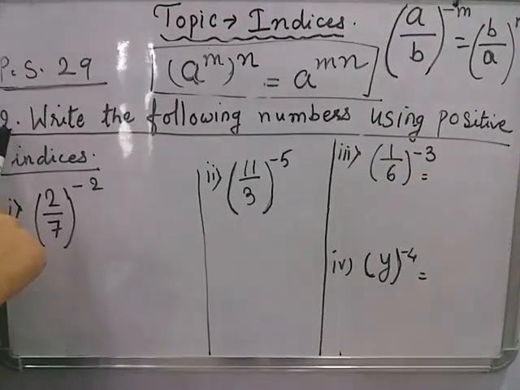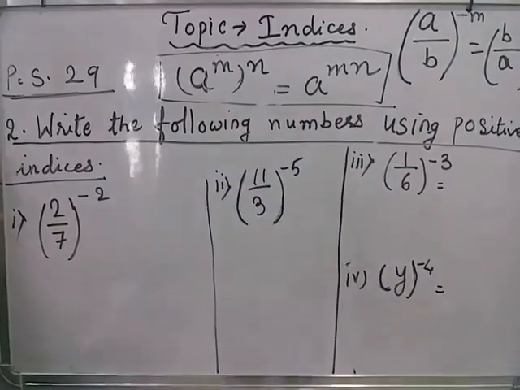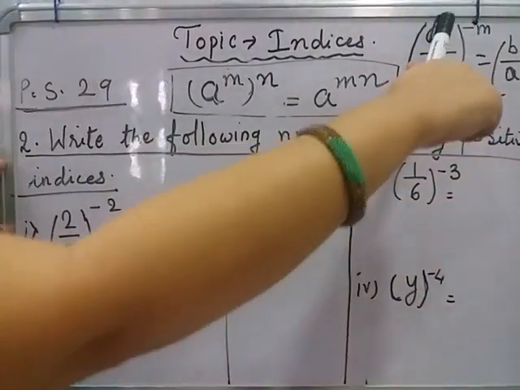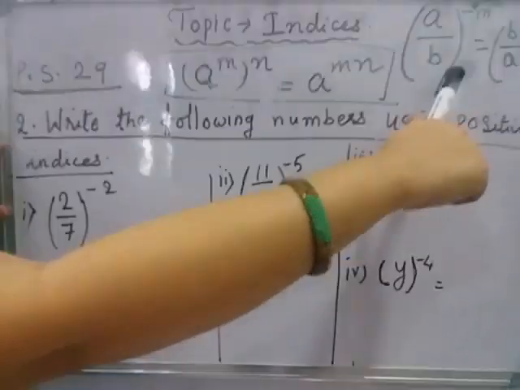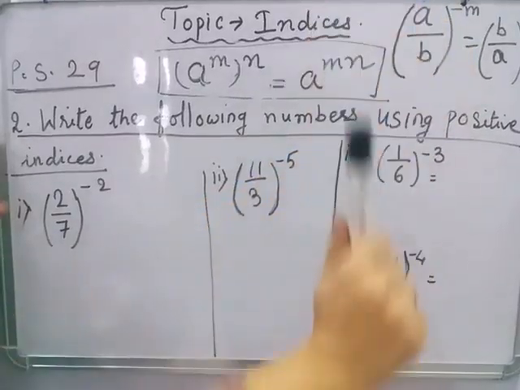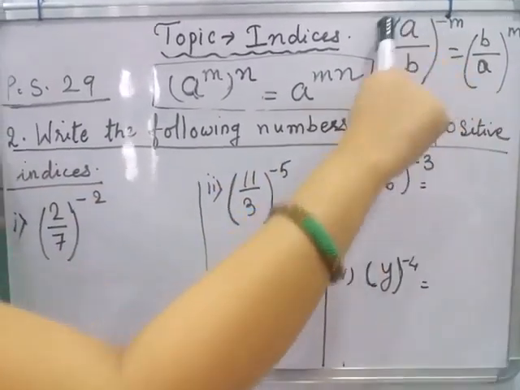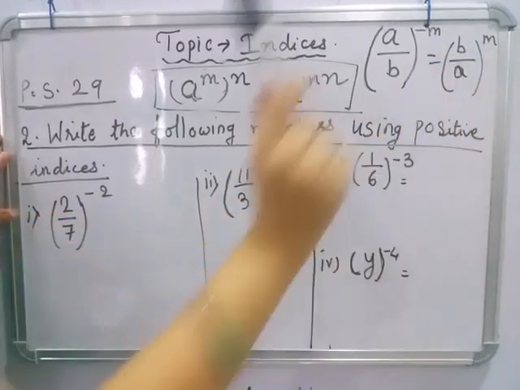Okay, next take the second question from practice set 29. Write the following numbers using positive indices. Okay, so here we are going to use the law of indices where the fraction is given and the index is negative. So when we need a positive index, we are going to take the reciprocal of the fraction. So what is that? B upon A.